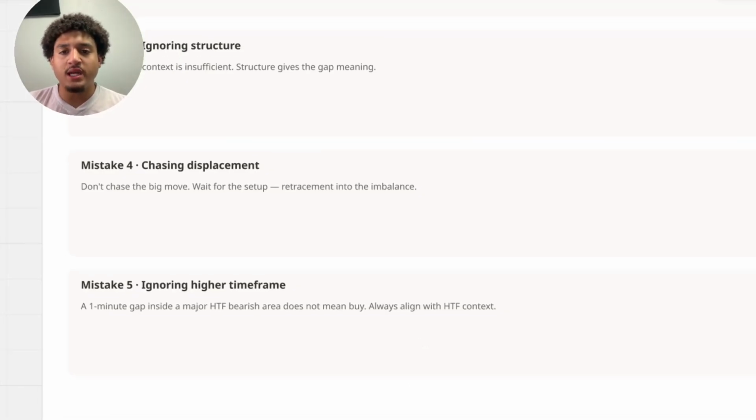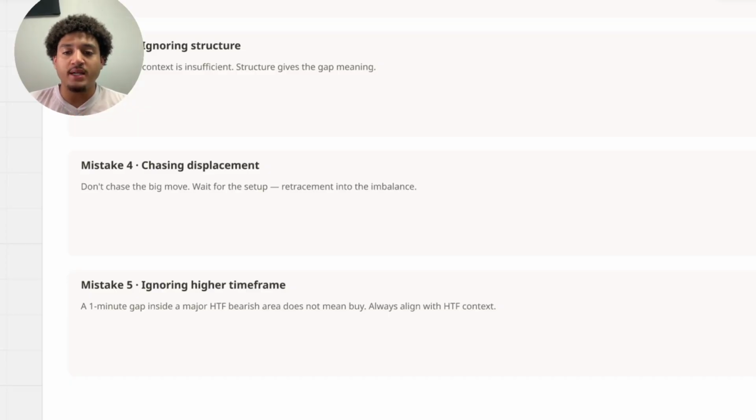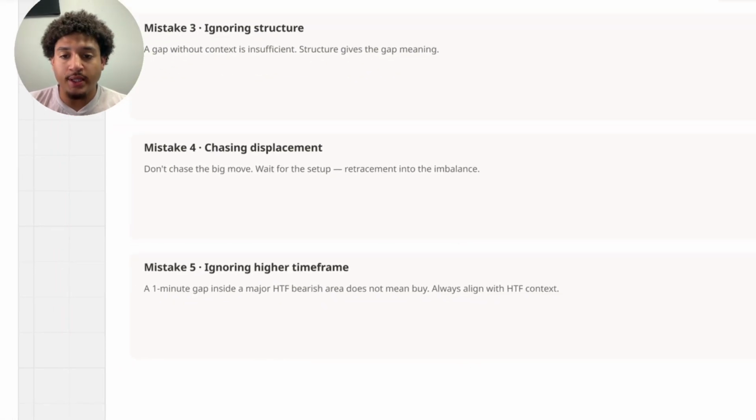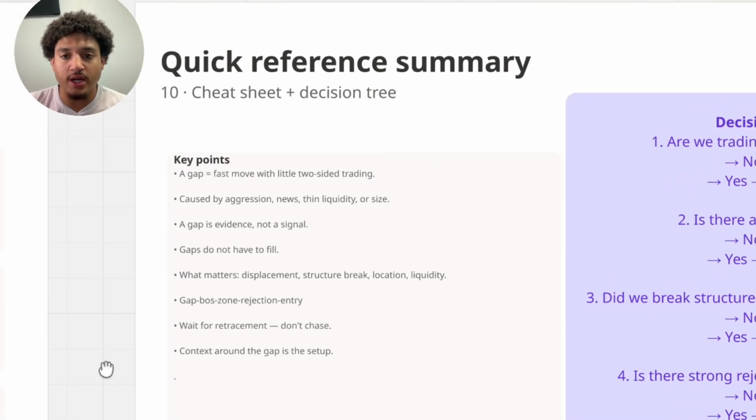So, for example, let's say we have a gap created on the 1-minute or the 5-minute, and let's say that gap is a bullish gap. But we go to the hour and price action is looking very bullish on the hour. That might be a sign that we might not want to hop in that 1 or 5-minute buy, because the hour is showing that we're going to go down. So just pay attention to that before entering your trade.